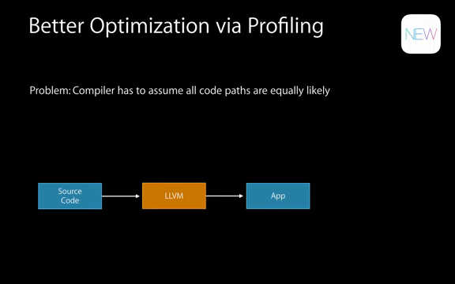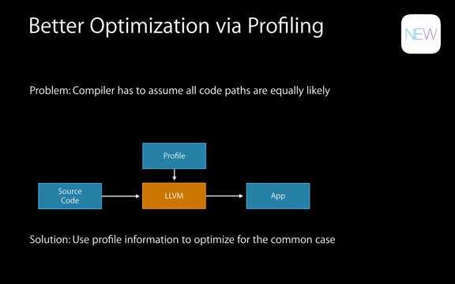But those are just guesses, and there are a lot of things that it simply can't know. If we provide a profile as an additional input to the compiler, it can now try to optimize for the common case and do a better job of optimization. What I mean by a profile here is simply a count of how many times each statement in your app executes in a typical run of your app.